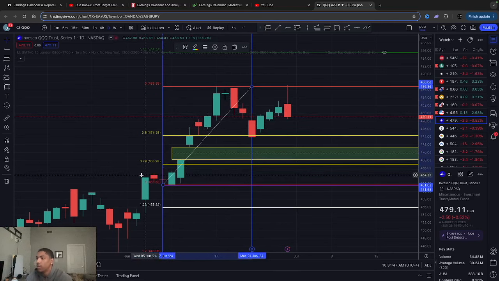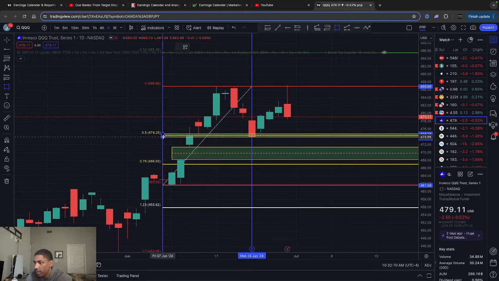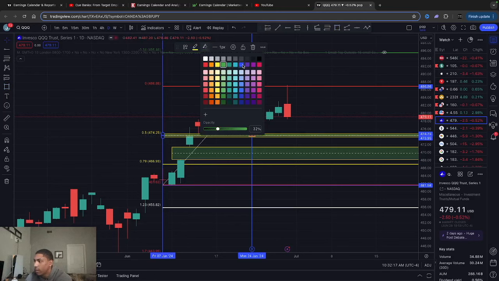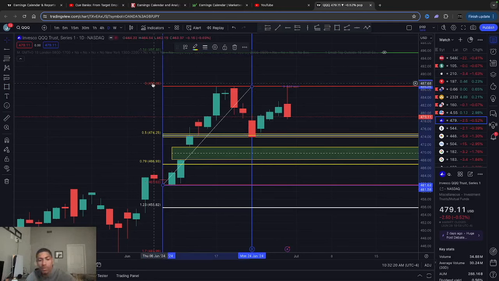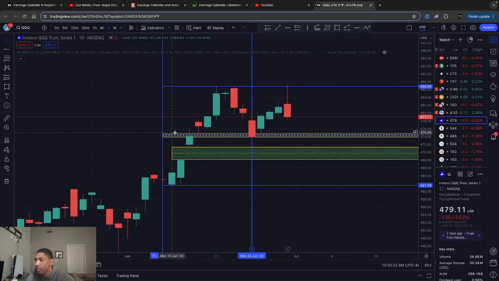Okay, so now we did our Fibonacci bottom to top, and guess what we see already? This 0.5, this golden zone area here. See our golden zone? 0.5 and 0.79. But most of the time, price is going to come back and retrace to that 0.5 area. We're going to grab another highlighter tool and highlight that 0.5 area, and we're going to make that blue because that's our midpoint of the 2-week trading days. So now we have our midpoint.